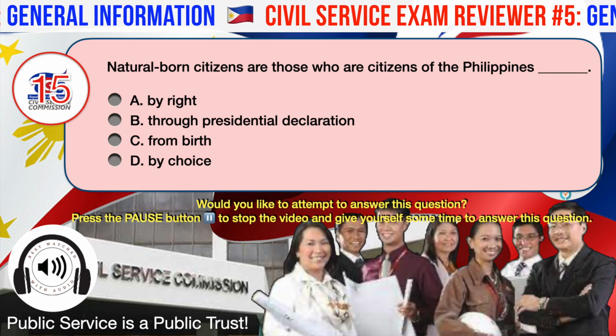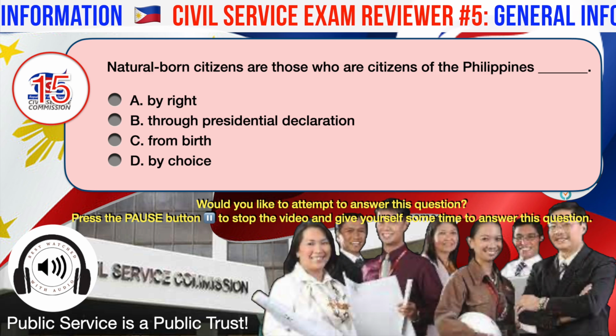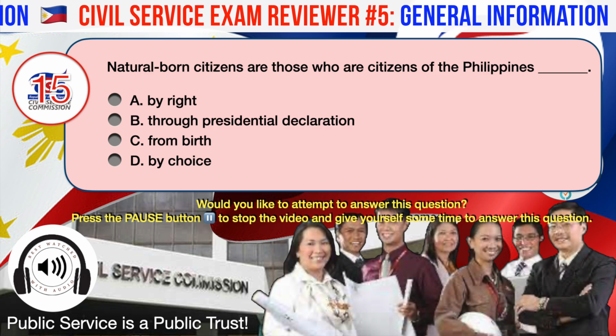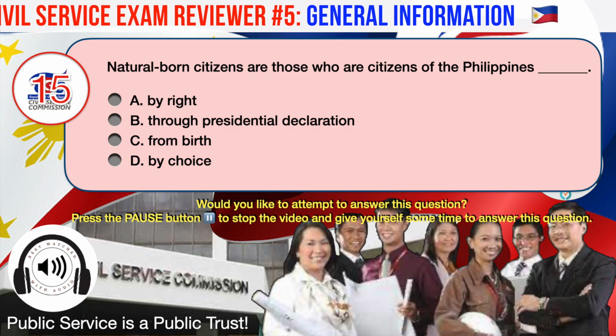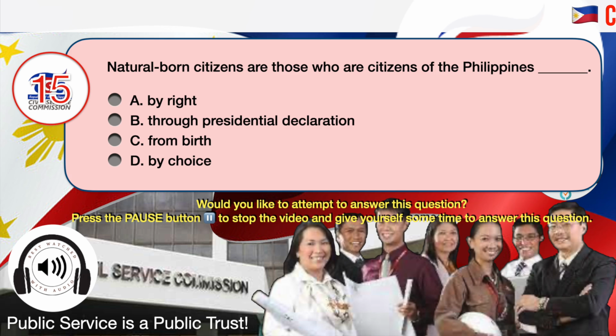Question number 15. Natural-born citizens are those who are citizens of the Philippines, blank. A. By right. B. Through presidential declaration. C. From birth. D. By choice. The correct answer is C.